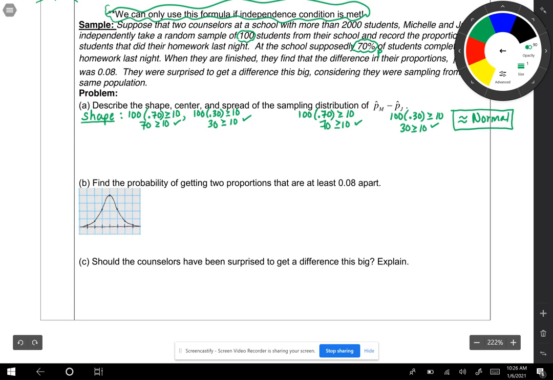Okay, as far as the center goes, so the mean of the difference, so P hat Michelle minus P hat Julie, is going to be equal to 0.7 minus 0.7. That is the population proportion. So that is equal to 0. That is the mean of the sampling distribution.